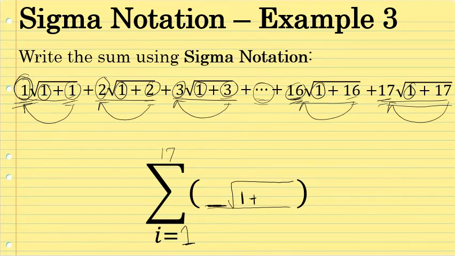Outside of the radical, these values are starting at 1 and increasing the whole way to 17. i goes from 1 to 17. Additionally, inside the radical, the second term starts at 1 and, just like the factor outside the radical, increases by 1 until it ends up at 17. The sum represented by these terms is the sum as i goes from 1 to 17 of i times the square root of 1 plus i.